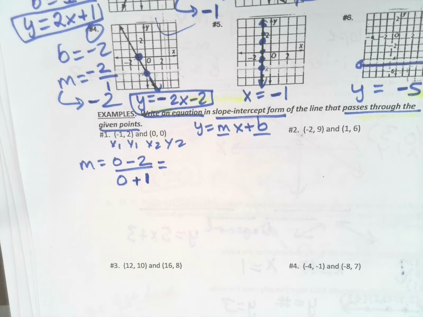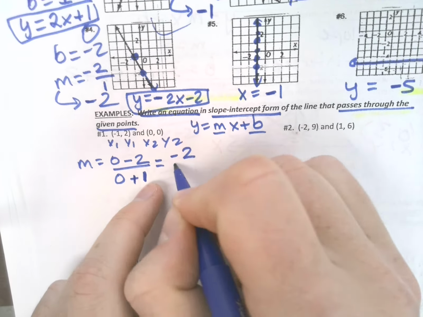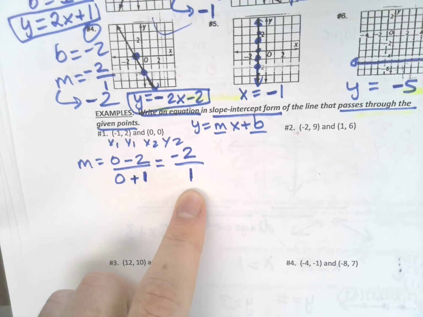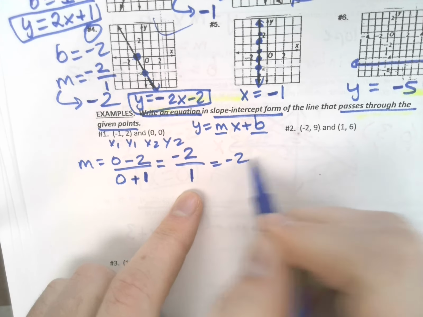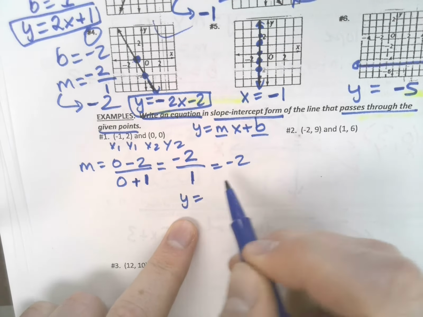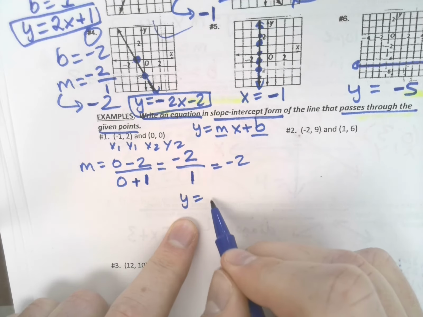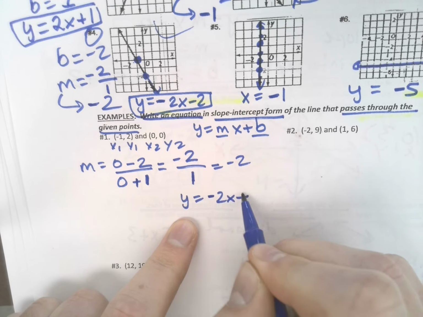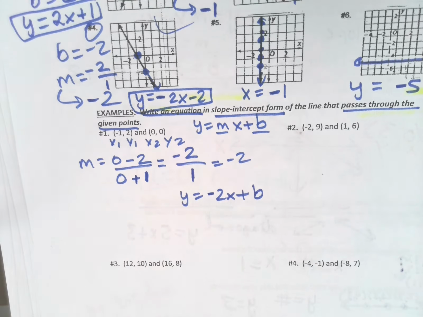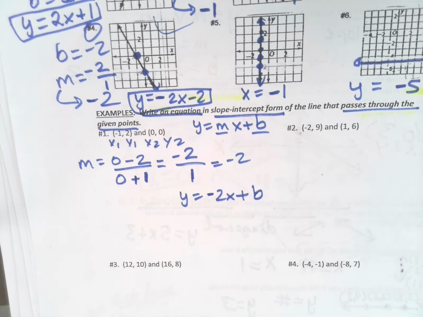So 0 minus 2, what do you guys think at the top? Negative 2, thank you, Colin. And then 0 plus 1, what are you thinking for the bottom? And does that reduce? Yeah, absolutely. So y equals, let's see what we got so far. Y equals, do we know m? Negative 2x plus, do we know b? No. Let's put a b there. We don't know what b is, but let's put a b there.